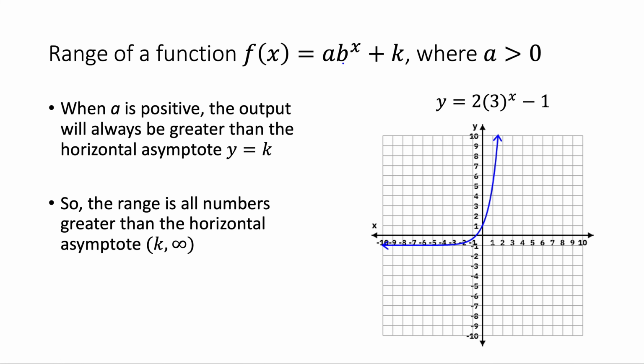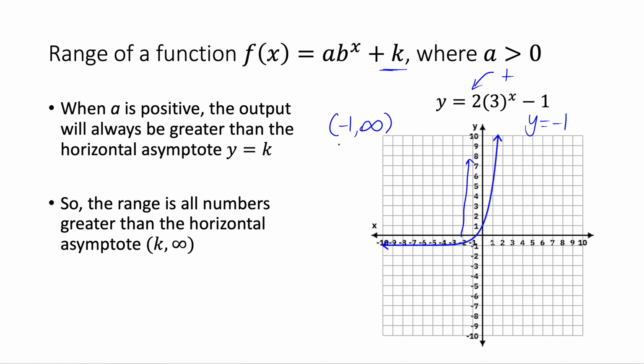So if we have an ab to the x plus k situation, remember k is going to tell us the horizontal asymptote, and then if a is positive, all the range values are going to be above the horizontal asymptote. So if we have 2 times 3 to the x minus 1, the horizontal asymptote will be at y equals -1. Since a is positive, all the range values are going to be above y equals -1. So the range will go from -1 to infinity.